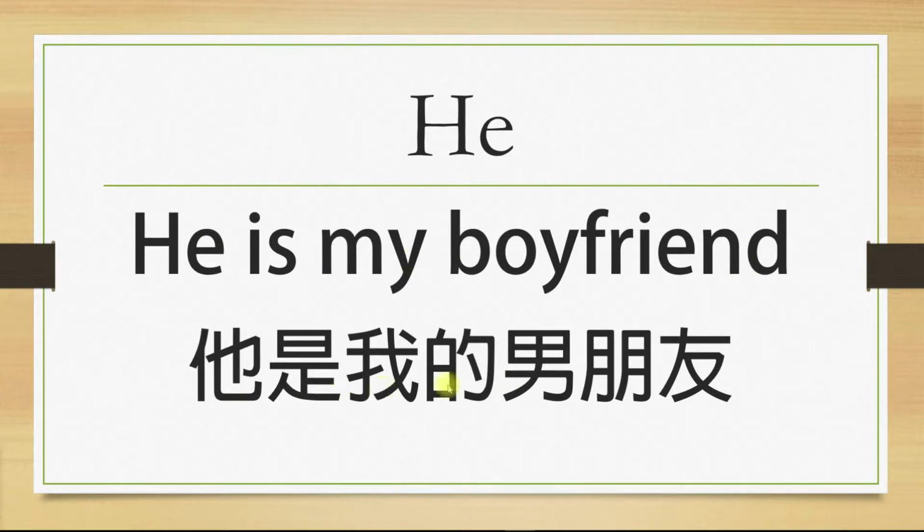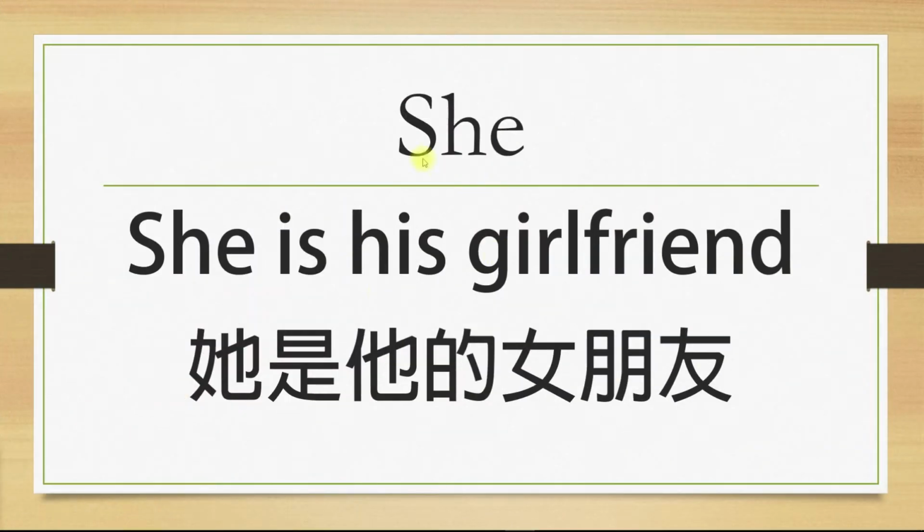He. Sentence: He is my boyfriend. 他是我的男朋友. He is 他, is is 是, my is 我的, boyfriend is 男朋友. She. Sentence: She is his girlfriend. 她是他的女朋友. She is 她, is is 是, his is 他的, girlfriend is 女朋友.